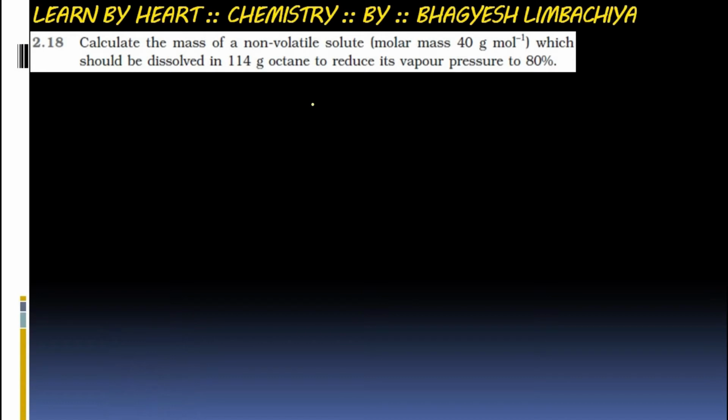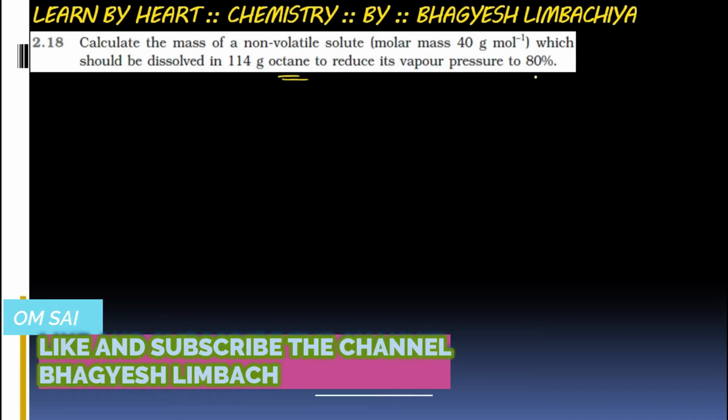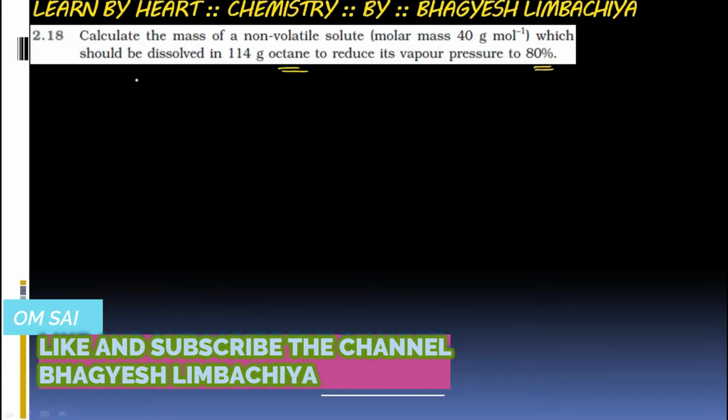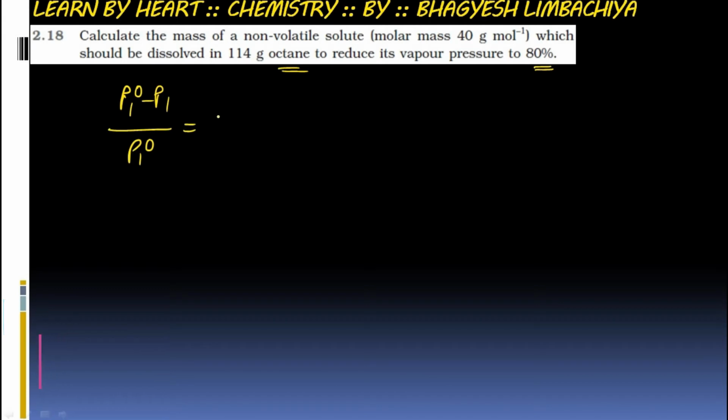Now in this question you are asked the mass of non-volatile solute which is dissolved in 114 gram of octane to reduce its vapor pressure by 80%. So according to Raoult's law, a formula is there: P1⁰ minus P1 divided by P1⁰ equals X of solute, that is the mole fraction of solute, and here we will apply the formula W2 by M2 and W1 by M1.